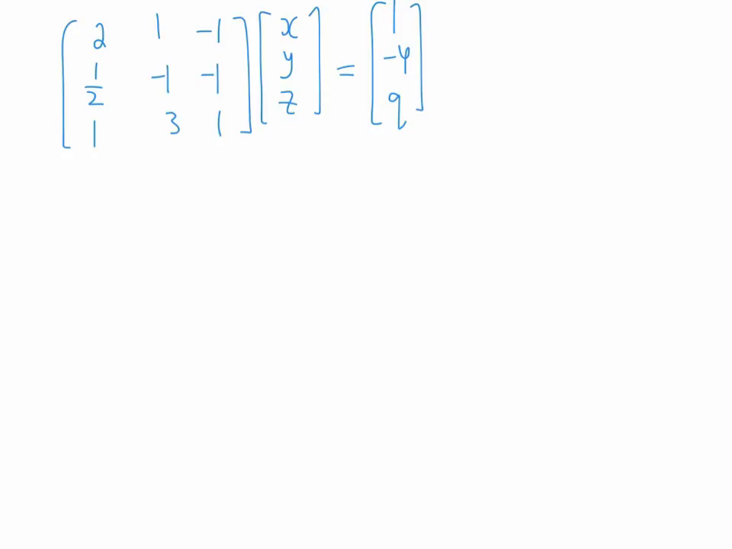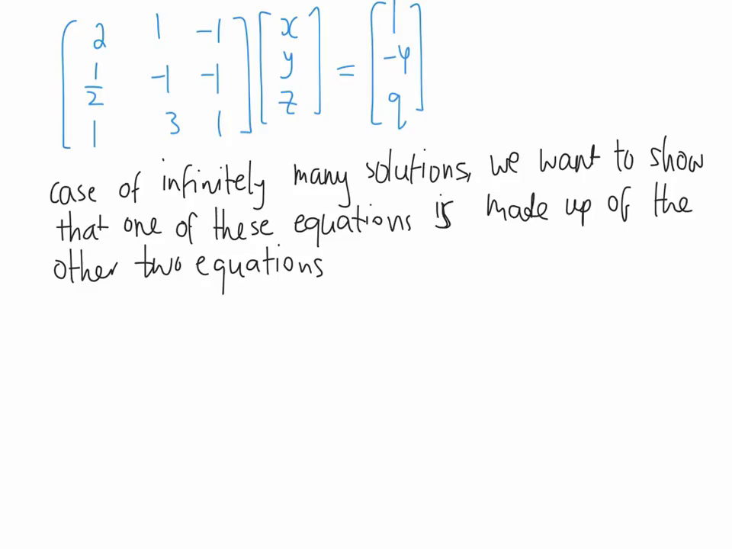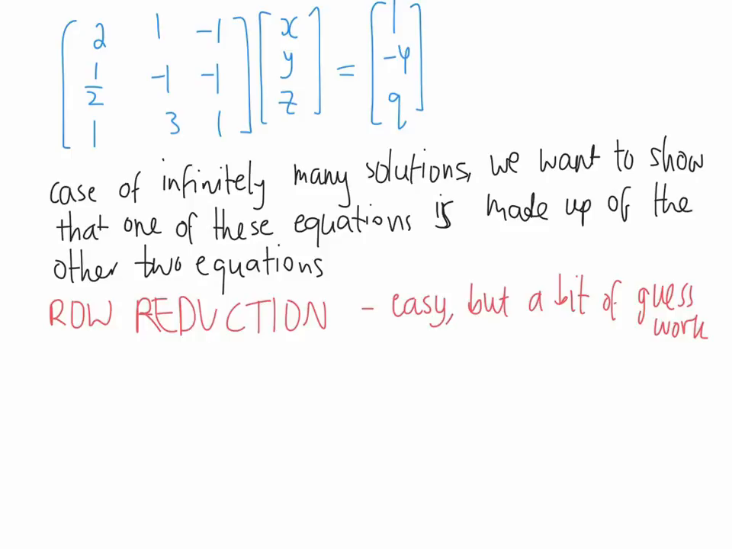So returning to the question at hand, here's our system of matrices that we had before, but this time all I've done is subbed in P equals a half. In the case of having infinitely many solutions, we want to show that one of these equations is made up of the other two equations. And to do this, we do something called row reduction, which is actually quite easy. All it is, is adding and subtracting rows from each other. But it does take a little bit of guesswork to get where you want to go.